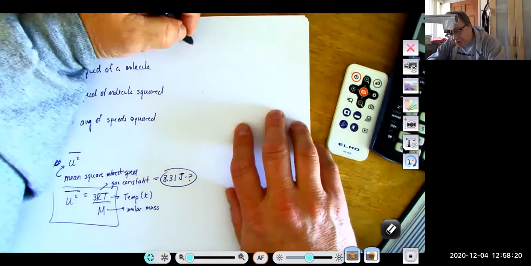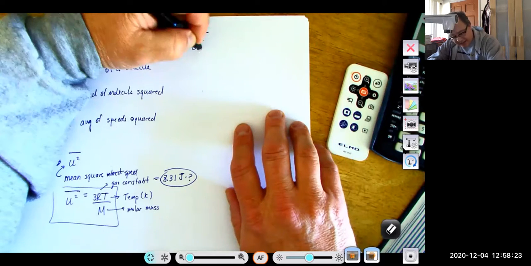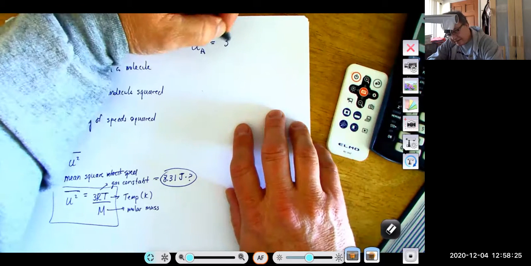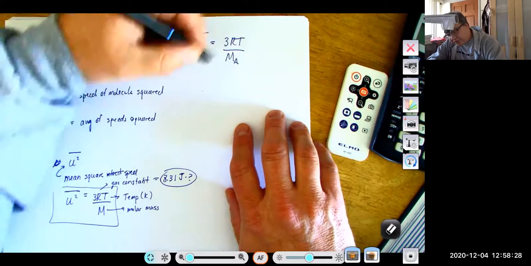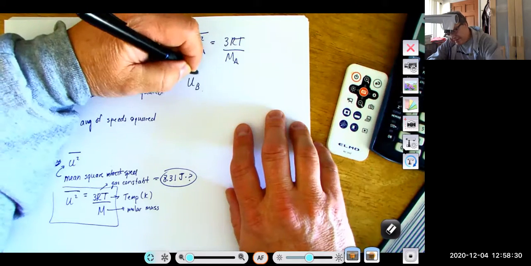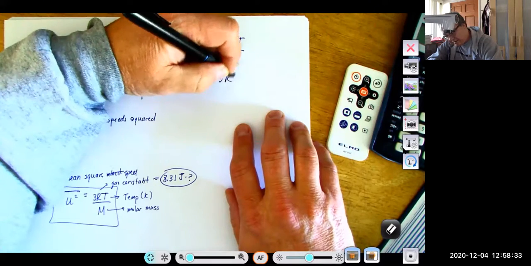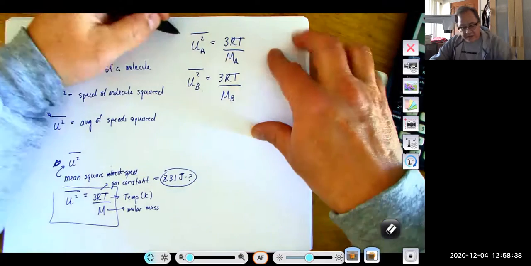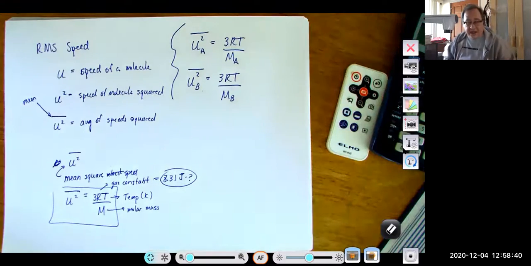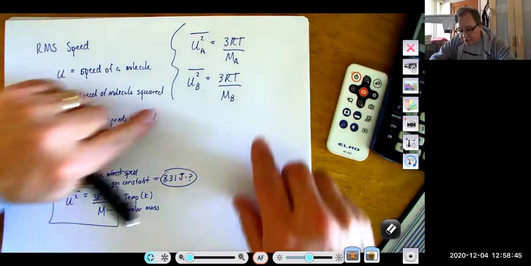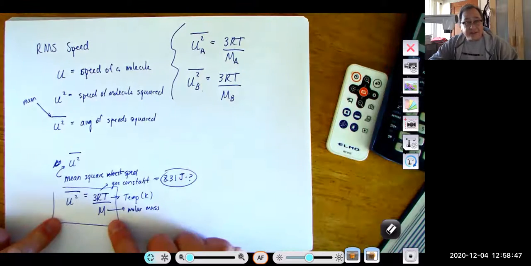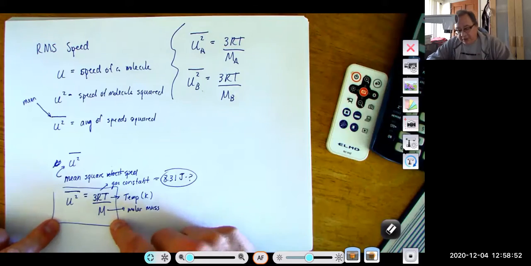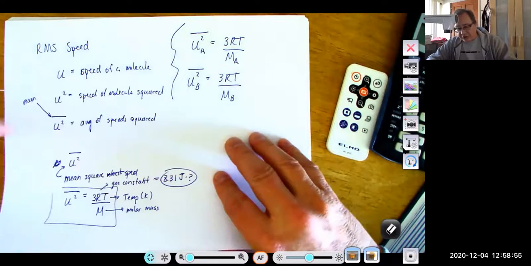So we could do this for gas A. We could do this for gas B. So here, we're talking about two different gases, like maybe xenon and hydrogen. Are you okay with these two equations here coming out of this? Okay, now let me show you how we use these two equations.